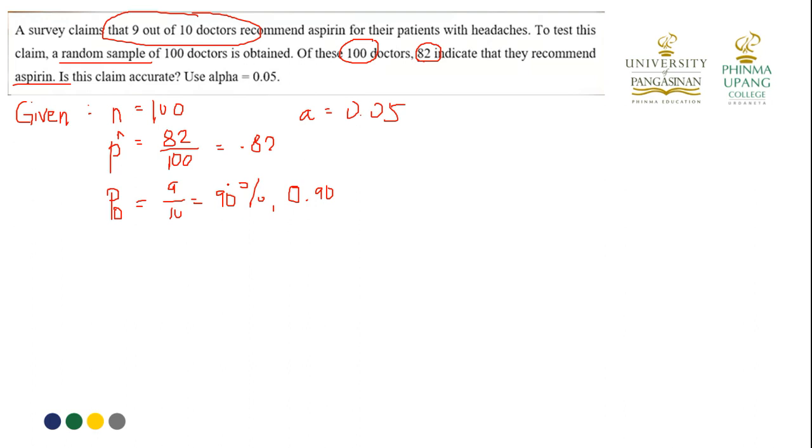Yan. So, una, identify mo muna, no? Lahat ng given. So, bali apat yung given when it comes to proportions: the N, the P hat, P sub naught, and the alpha. Then, punta tayo sa step 1.